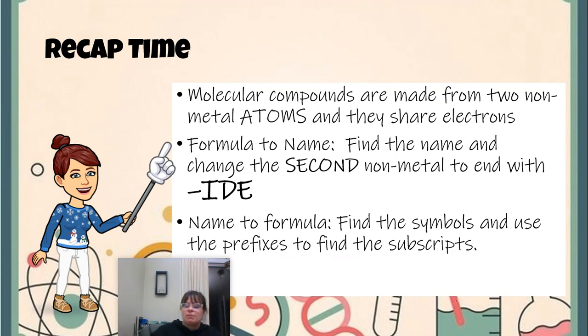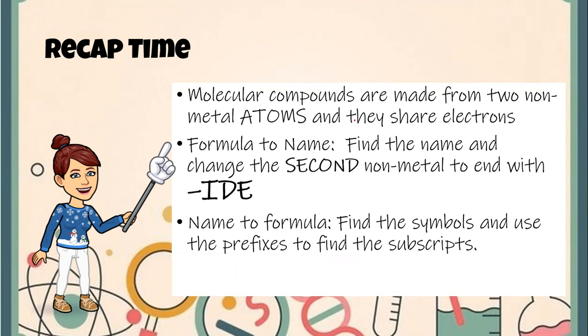All right, how do we do this, my friends? Easy peasy lemon squeezy. So first things first, molecular compounds are made from 2 non-metals. They are atoms. They share electrons. To go from the formula to the chemical name, you find the name and you change the second non-metal to end with IDE. Okay, don't forget to add those prefixes in there to tell you how many of each atom that you need. To go from the name to the formula, you find the symbol and you use the prefixes to find the subscripts.